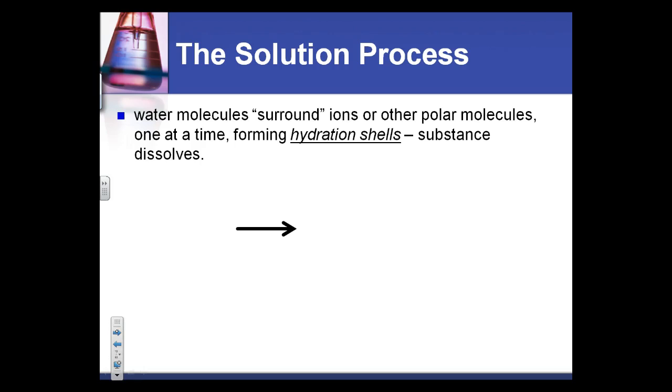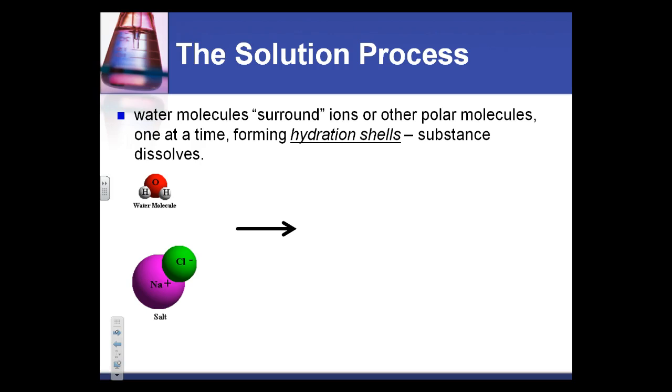All right. Water molecules surround ions or other polar molecules one at a time, forming hydration shells to make a substance dissolve. So this is what is happening when you dissolve salt or sugar in water. Let's talk about salt in water. So we have our water molecule, that's polar, and here we have our salt molecule.